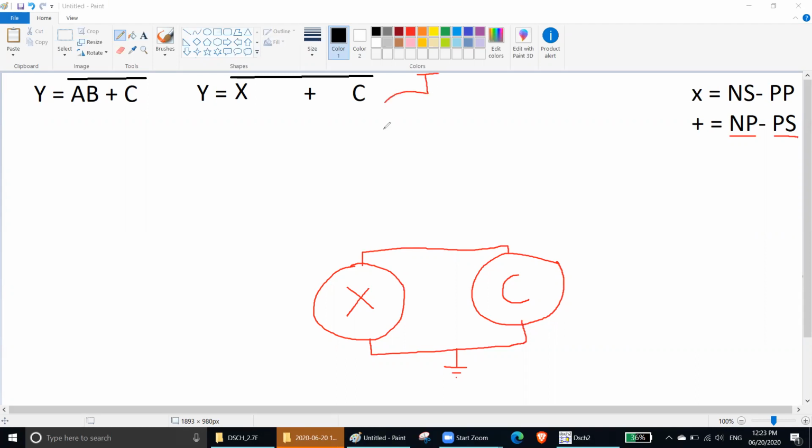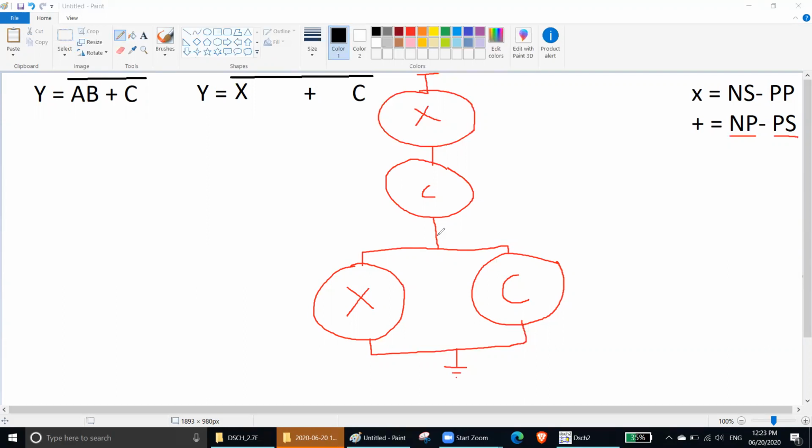So here you have X, then you have C, right? So our connections and our design is 50% ready. And since you have a bar, right? Do you have a bar? You have a bar, right?